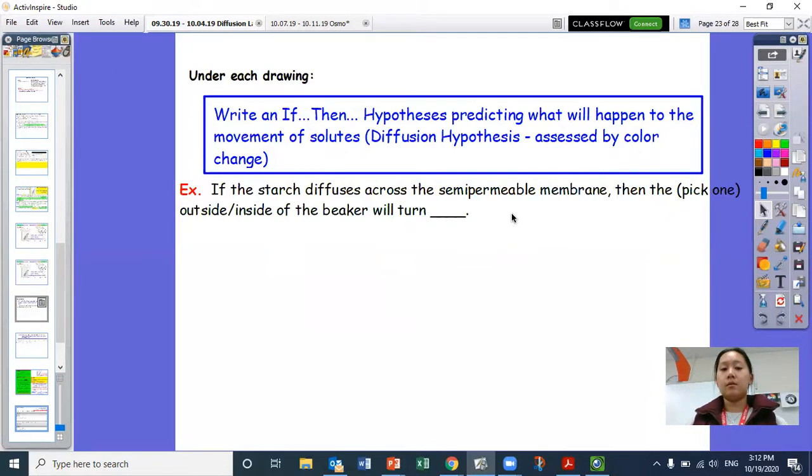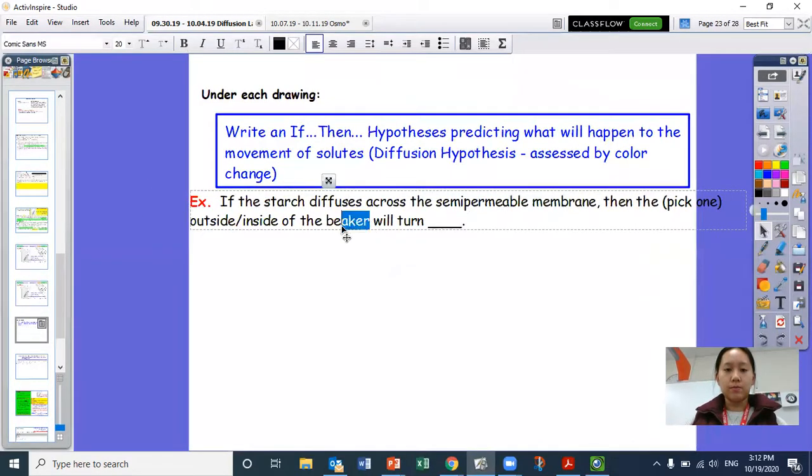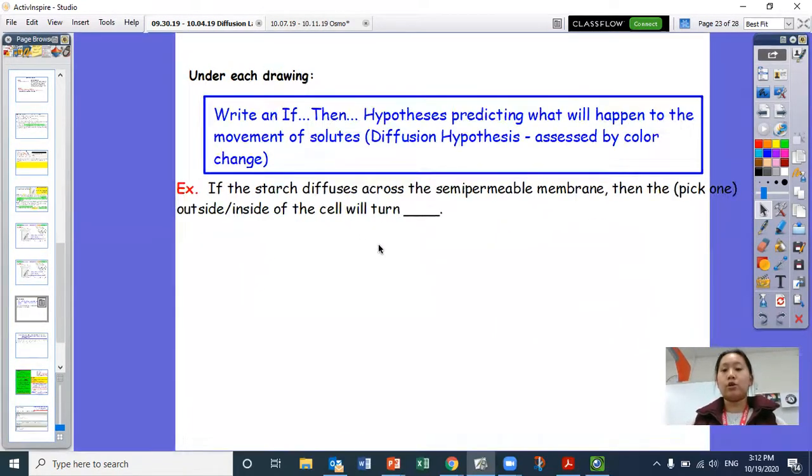Actually, let's save this. Instead of the beaker, let's change this one to cell. So we're going to talk about, is the inside or the outside of the cell going to turn? What color does starch and iodine react to become? If you need to look it up again, you can. If you want to watch over the video that I just explained in, you can.